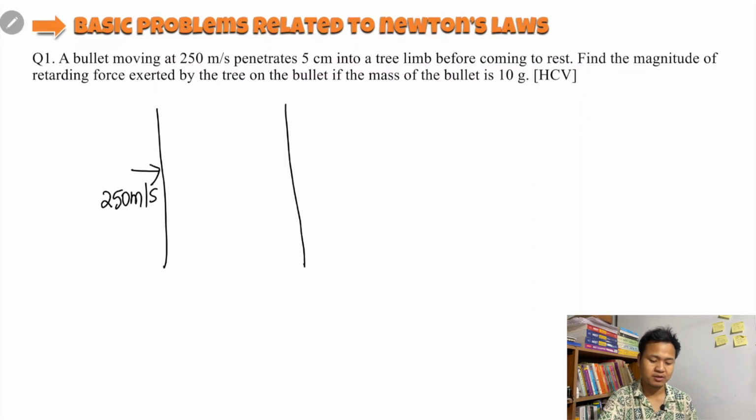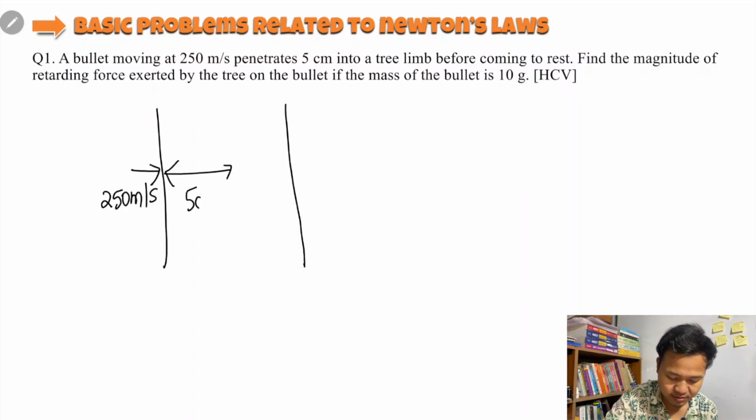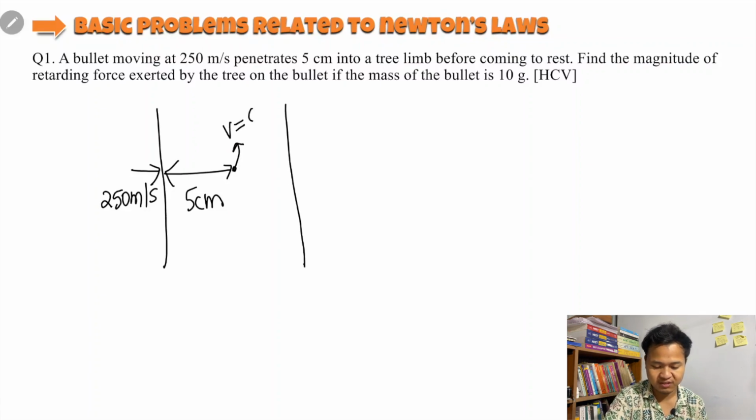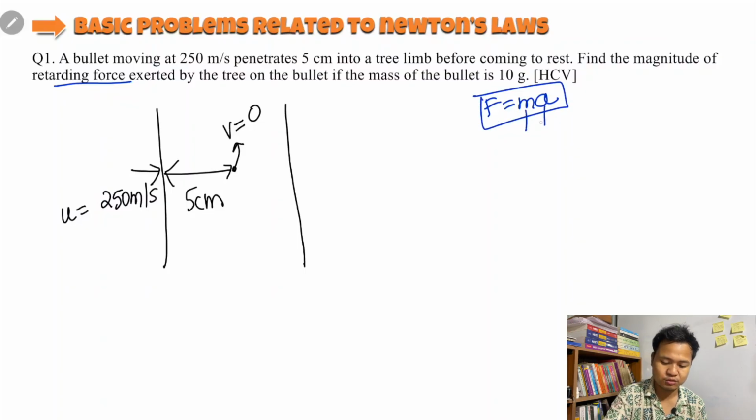The distance it covers inside is 5 centimeters. Now it comes to rest. Okay, the bullet stops. So the final velocity is 0. Okay, what is the initial velocity? 250. The question asks for the retarding force. Retarding force will be mass into acceleration. Okay, mass into retardation.